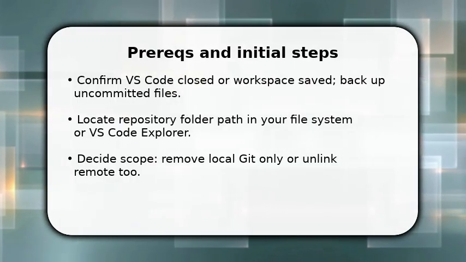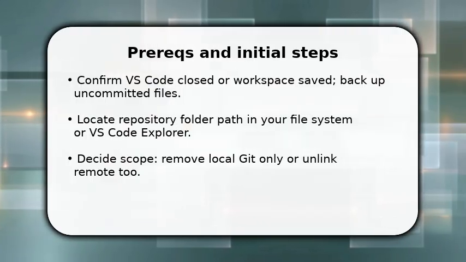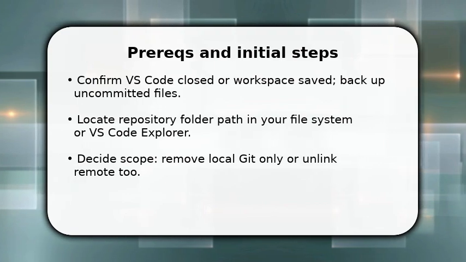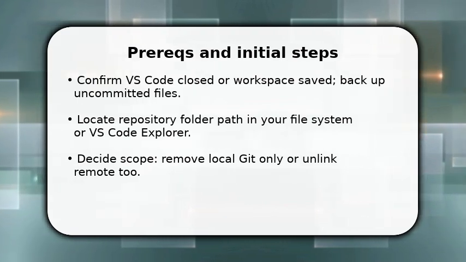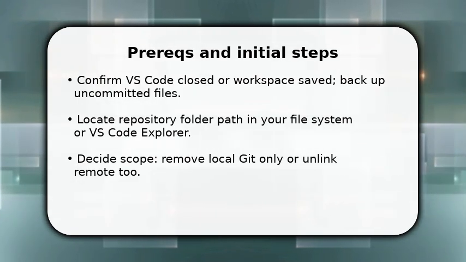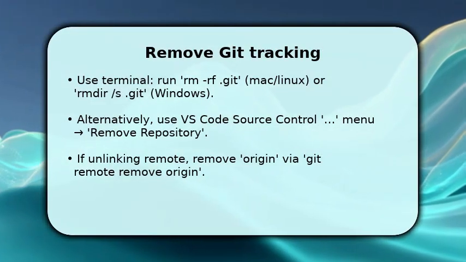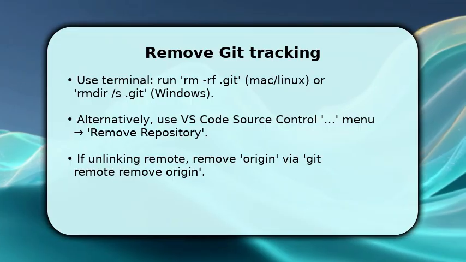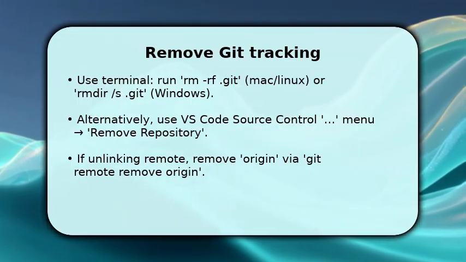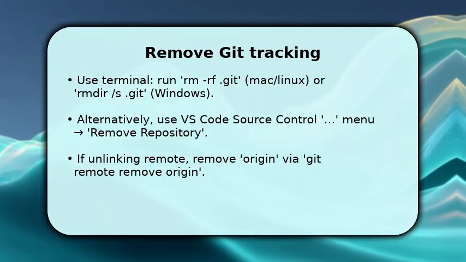Now open a terminal in that folder, because the next steps will remove Git tracking and possibly remote configuration. You will delete Git's metadata to stop version control. In the terminal, run the platform-appropriate command to remove the Git folder. This removes history and tracking.